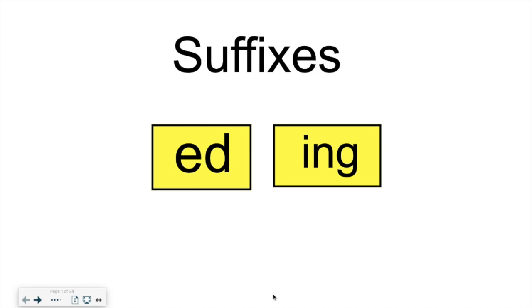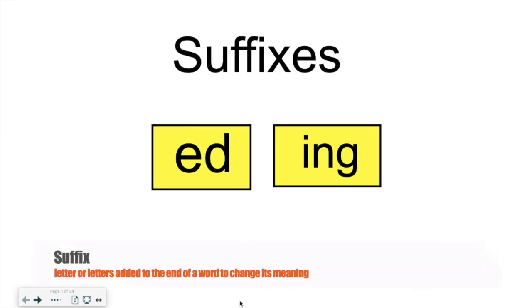Today in word study, we're going to be talking about something called suffixes. We've learned about suffixes before. A suffix is a letter or letters that you add to the end of a word. So the word is already there and you add something to the end of it, and you do that to change the meaning. So you already learned about the suffix s.